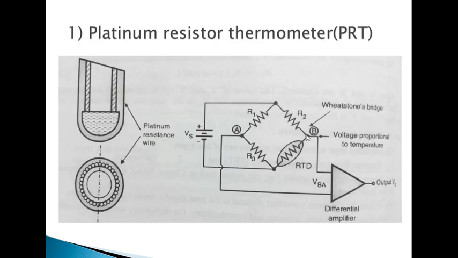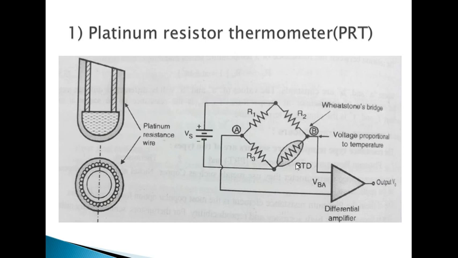Similarly, if you want to measure the voltage at point B, it will be nothing but the voltage across this RTD, because if you connect one wire of a voltmeter here and another wire to the negative of the power supply or ground, it will trace up to here, and the voltmeter will look as if it is applied across this RTD. So the voltage across this RTD is nothing but the voltage at point B.